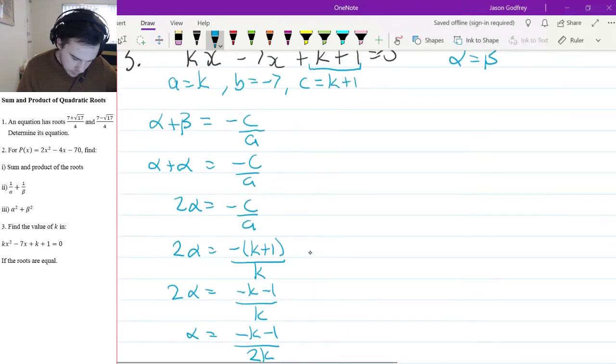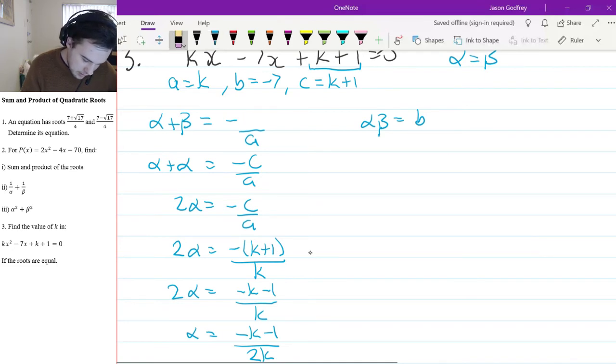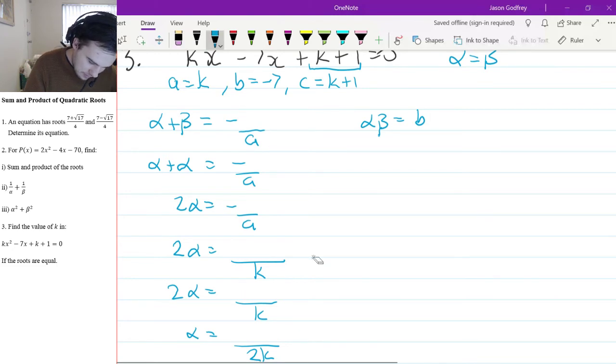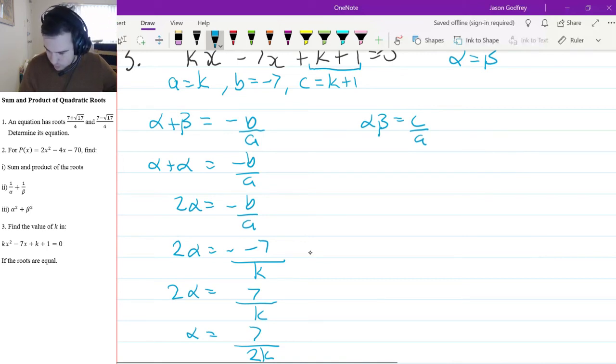Alright, so let's do similar for the product. We know that the product of roots is alpha beta equals, my apologies, that should be negative b, shouldn't it? So this whole numerator is going to be wrong. I knew that because I was like, no, that should be c on a. Sorry, this should be negative b on a, and b is negative 7. That'll make it a bit easier. So we've got negative, and b is negative 7, which is negative negative is positive, so alpha is 7 on 2k.